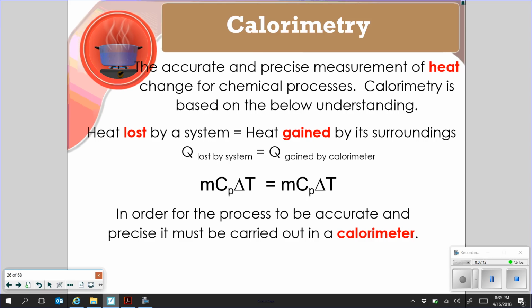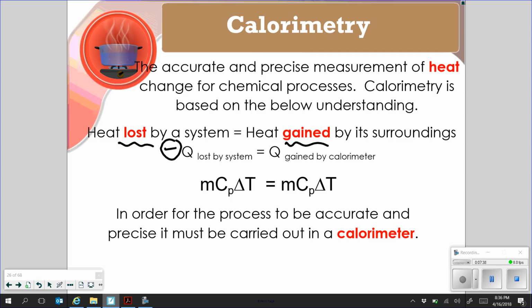So calorimetry is the accurate and precise measurement of heat change for a chemical process. Calorimetry is based on the following understanding. If you have a system and its surroundings and heat is lost by the system, that's going to be equivalent to the heat that is gained by the surroundings. So the heat lost by the system is going to be negative, and the heat gained by the calorimeter or the surroundings is going to be positive.